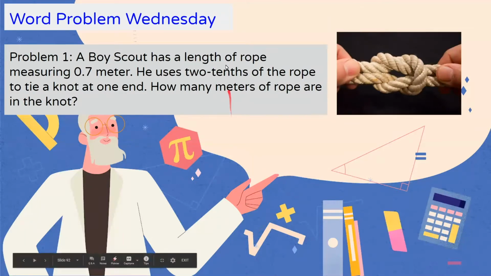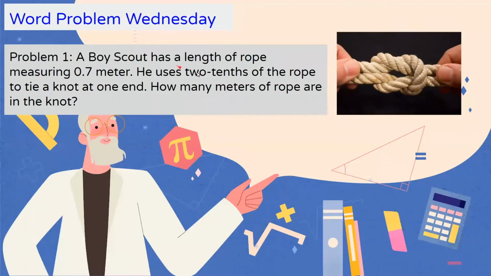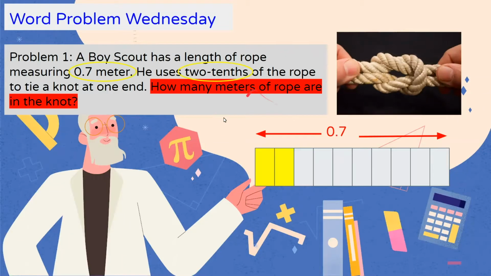So let's move now to our first problem, and this is one I'll do together with you. A Boy Scout has a length of rope measuring 7/10 of a meter, 0.7 meter. He uses 2/10 of the rope to tie a knot at one end. How many meters of rope are in the knot? Okay, so we've got some information here, and if we look at it now, we should be able to circle a few things.